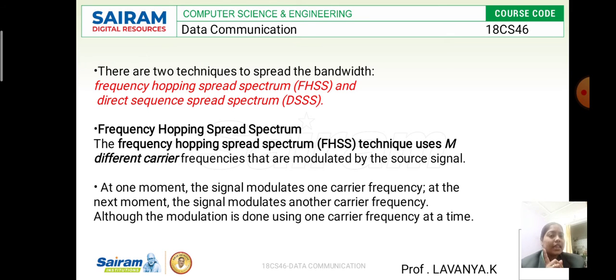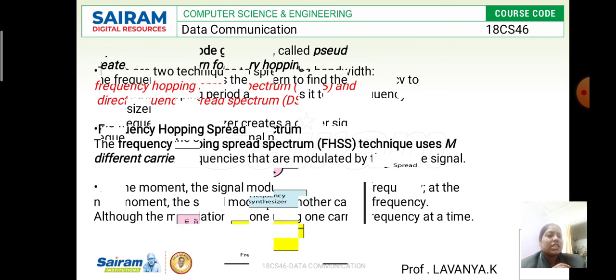The modulated signal carries one carrier frequency at one moment, and at the next moment the signal is modulated onto another carrier frequency. Each and every time, it carries one carrier frequency and keeps on changing the carrier frequencies, so finally only one frequency is modulated at a time.